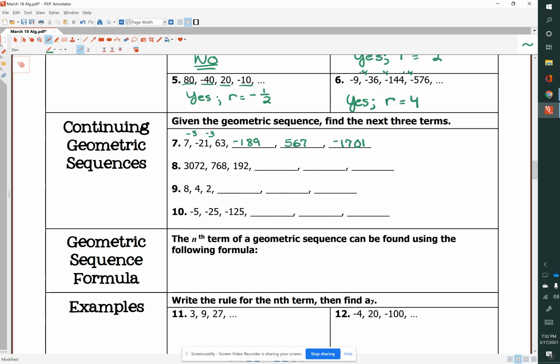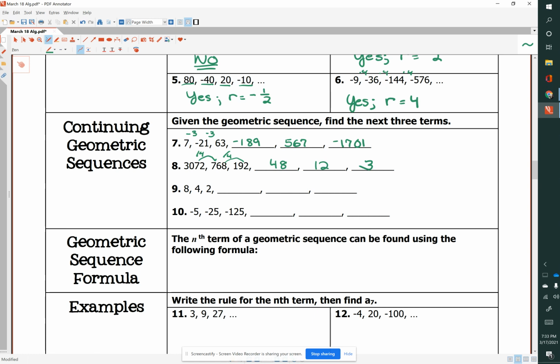So let's look at number 8. It looks like here we're dividing by 4. So we're going to divide by 4 to go from 3072 to 768. We're going to divide by 4 to get from 768 to 192. If we divide by 4 again, we will have 48. Divide by 4, 12. Divide by 4, 3.